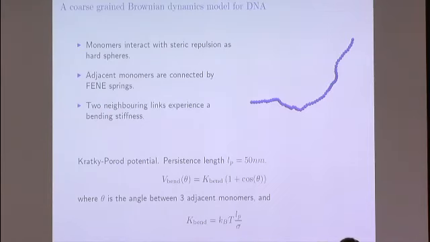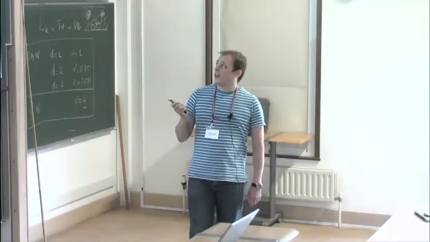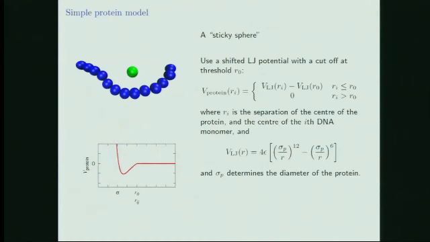And then we wanted to very simply model proteins. So we started with the simplest model of a protein as just a sphere, an isotropic sphere. And we wanted that to have an interaction with the DNA. This could represent, for example, just a Coulombic interaction with the DNA backbone. So we used just a shifted and truncated Lennard-Jones potential. It looks something like this. So it's truncated at some distance r0.